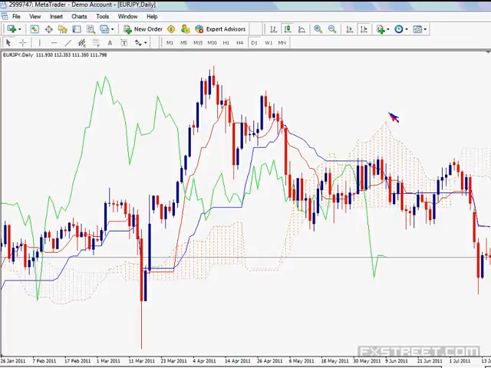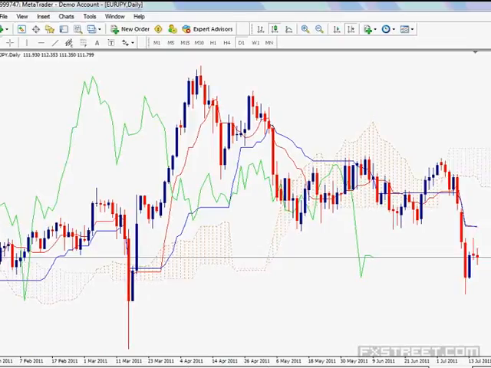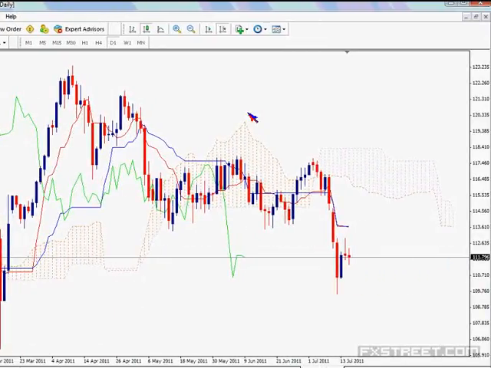The term Ichimoku can be translated from Japanese to something near instant view, or one glance. Kinko in Japanese is the equivalent of equilibrium or balance, and yo means chart. So in one line, we can say that the full name Ichimoku Kinko-yo, turned into English, means instant view of the balance chart.